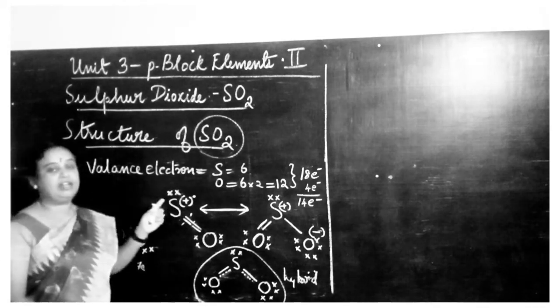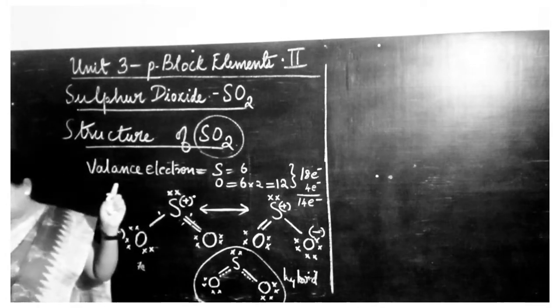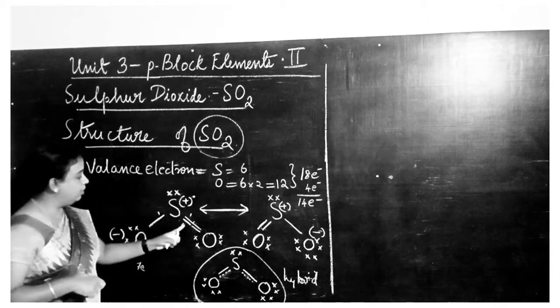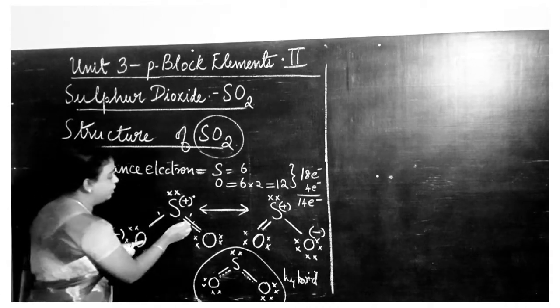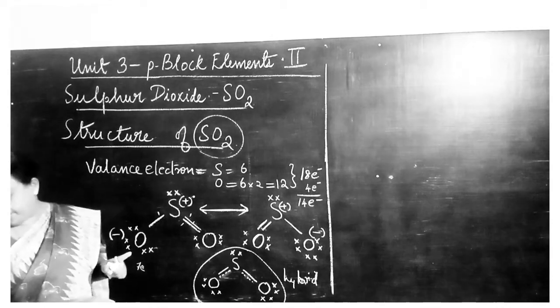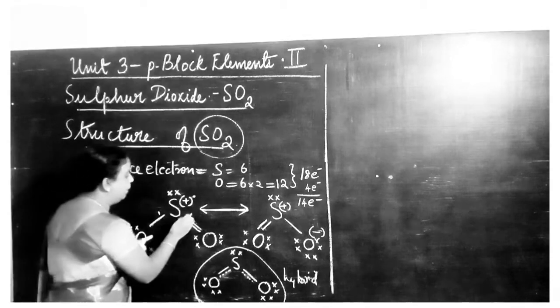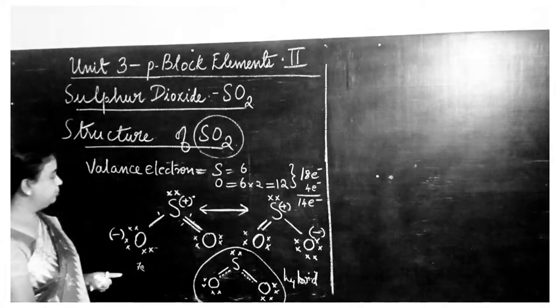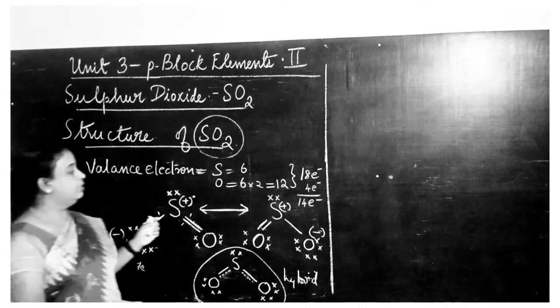And here in the sulfur dioxide, the hybridization is sp2 hybridization. So a double bond is seen. So this double bond is due to p pi d pi overlapping. Yes, p pi d pi overlapping. So that is the reason for the double bond. Okay, so that's it.